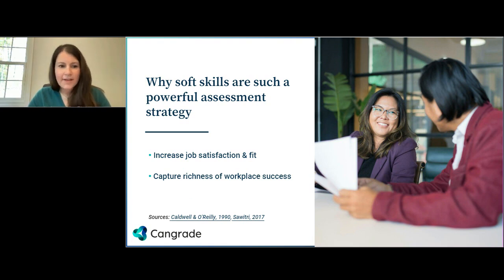Now, why is this important? Because if you hire people for the right soft skills, they're going to be satisfied in the job that they're in. People want to come to work each day to feel good about the work that they do, to feel valued about the work that they do, and they want to feel like they're in the right job. Now, you can train people on a plethora of different skills, but it's much harder to train people on the right soft skills.